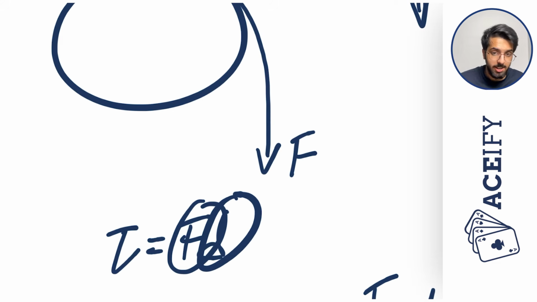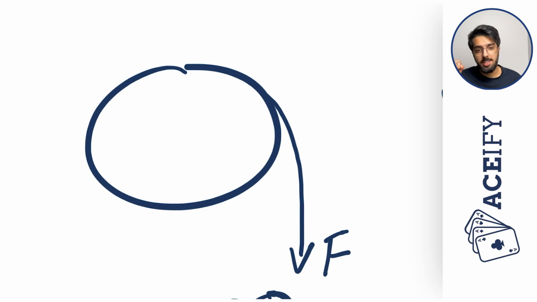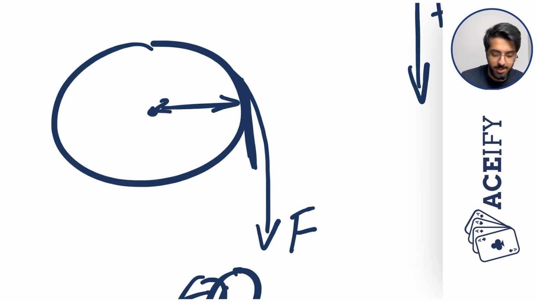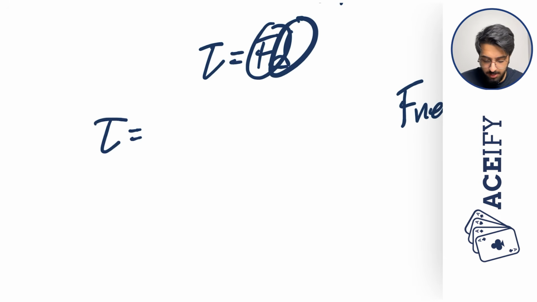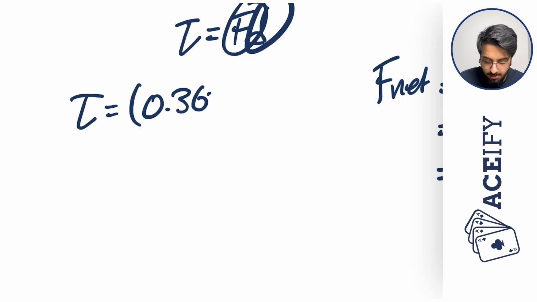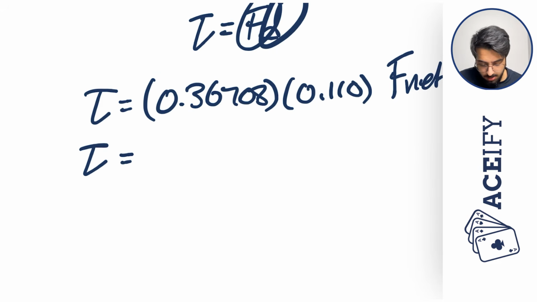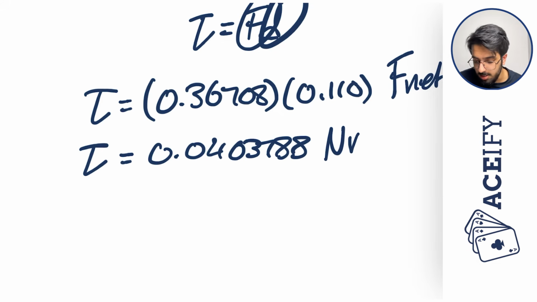And this distance right here is the distance between where the force was applied and the axis of rotation. Now, the axis of rotation in this case is the center of the flywheel, and the force is applied on the outside of the flywheel, right? Just like right on this edge. And so this distance is the radius of the flywheel, which we have seen a bunch of times, is 0.110 meters, right? And therefore we can calculate our torque is equal to 0.36708 times our distance of 0.110, and this gives us a torque of 0.040378 newton meters. There we go.